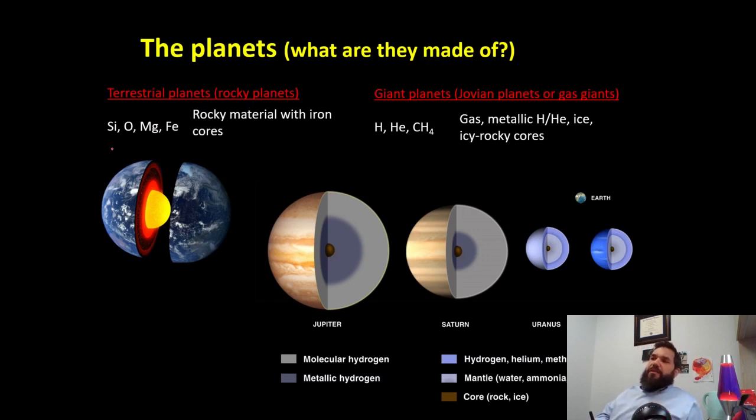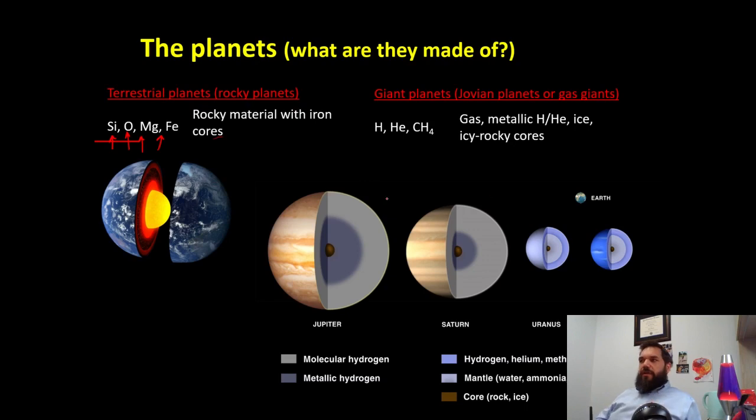Terrestrial planets are rich in, well, you know what the Earth is made out of, right? Silicon, oxygen, magnesium, iron. Those are the things that make it up. It's rock and metal. Those are the terrestrial planets. Rocky material with iron cores. That's the normal terrestrial planet composition. They all have rocky bodies with a metallic core. All of them have that. Mercury, Venus, Mars, Earth, right?